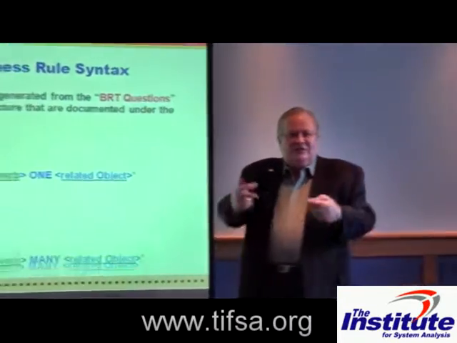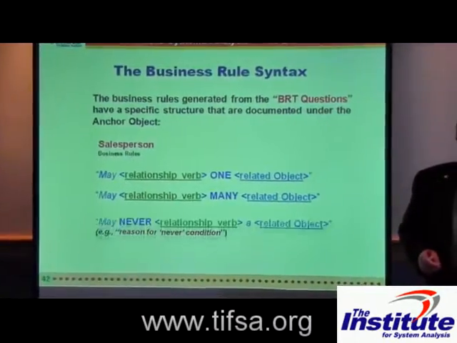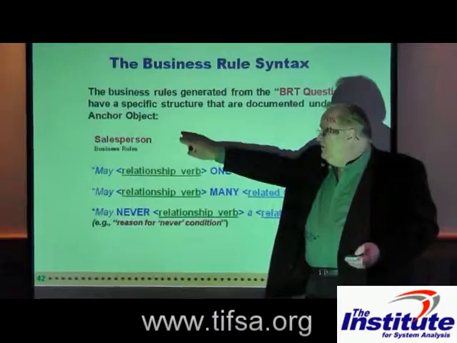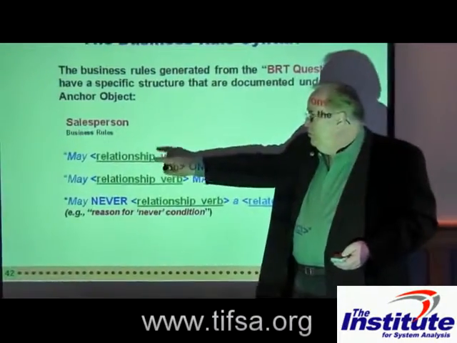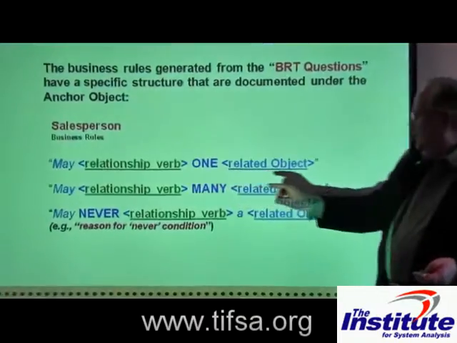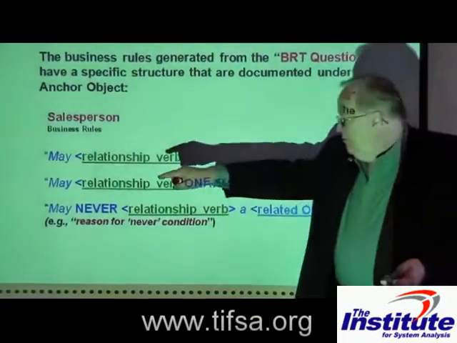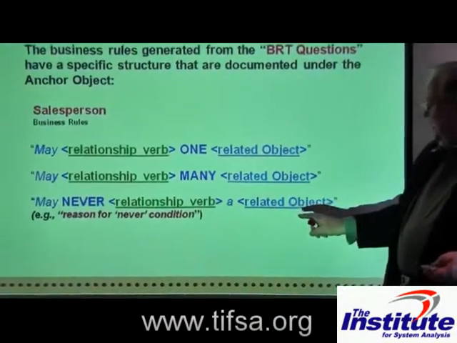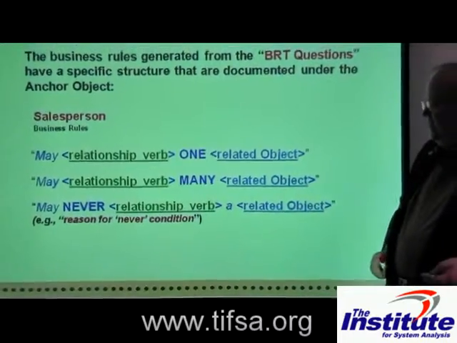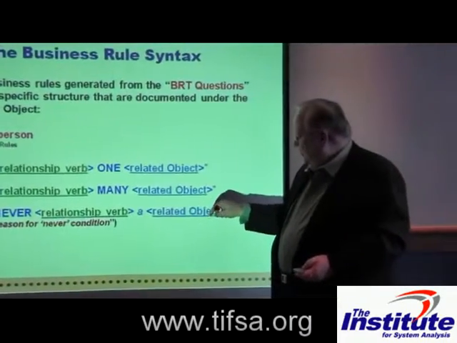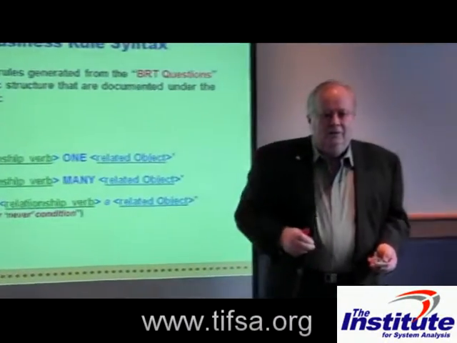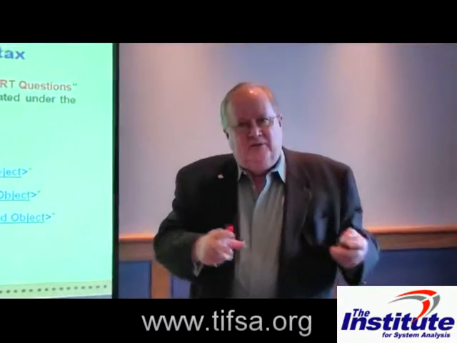So the syntax for writing up the rules, you have lots of examples in your textbook and the other materials that you have in terms of syntax. But under the object, such as salesperson, you write the business rule: may serve one customer, may serve many customers, may never serve a customer. This would be your syntax. And then when we write may never serve a customer, we have to give an example or two of the reason for that never condition.